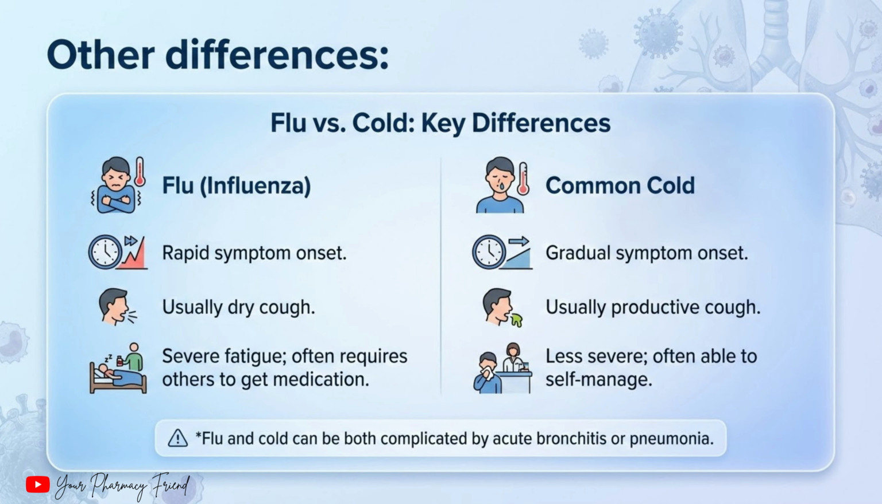Flu symptoms have a rapid onset, usually involve a dry cough, and cause severe fatigue. The common cold has a gradual onset, typically a productive cough, and is less severe. Both conditions can be complicated by acute bronchitis or pneumonia.